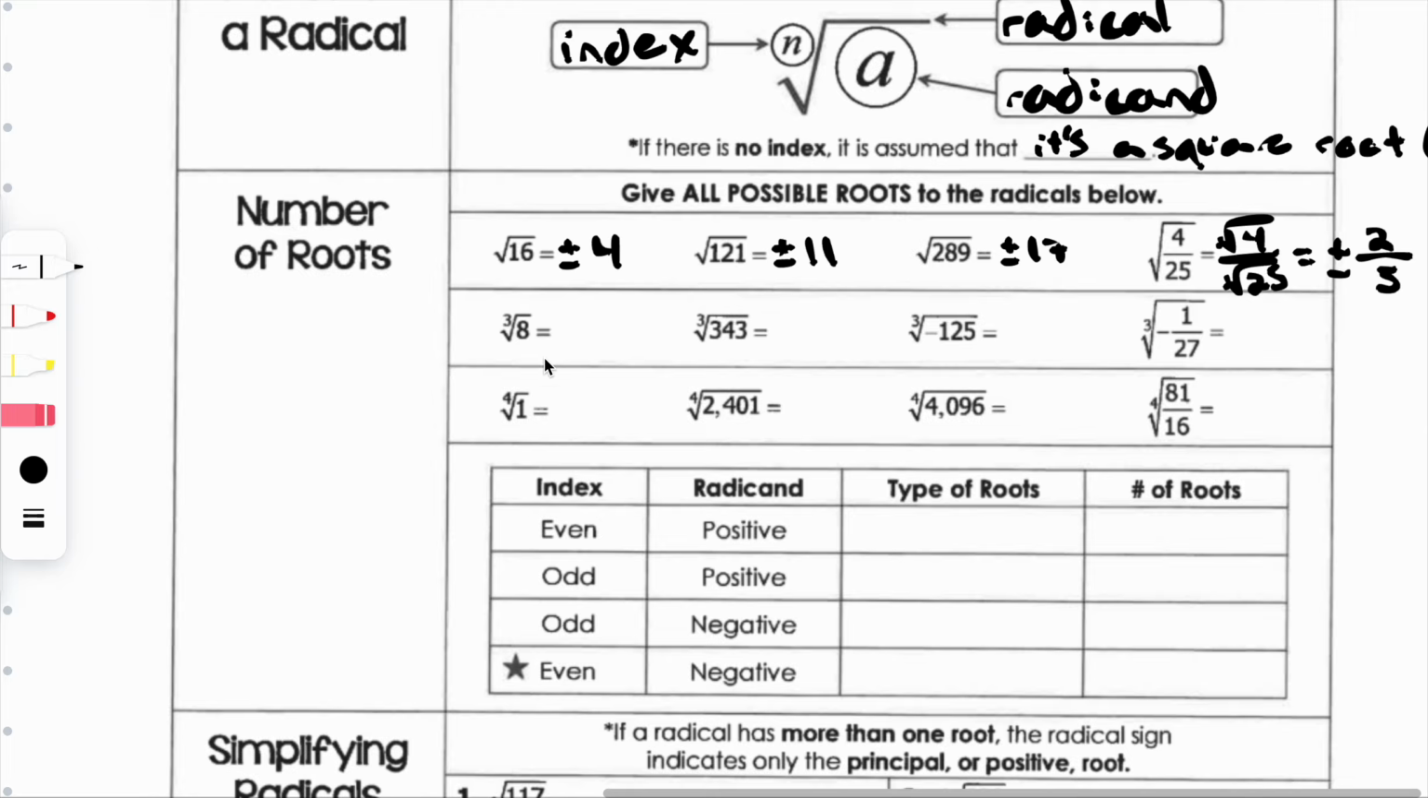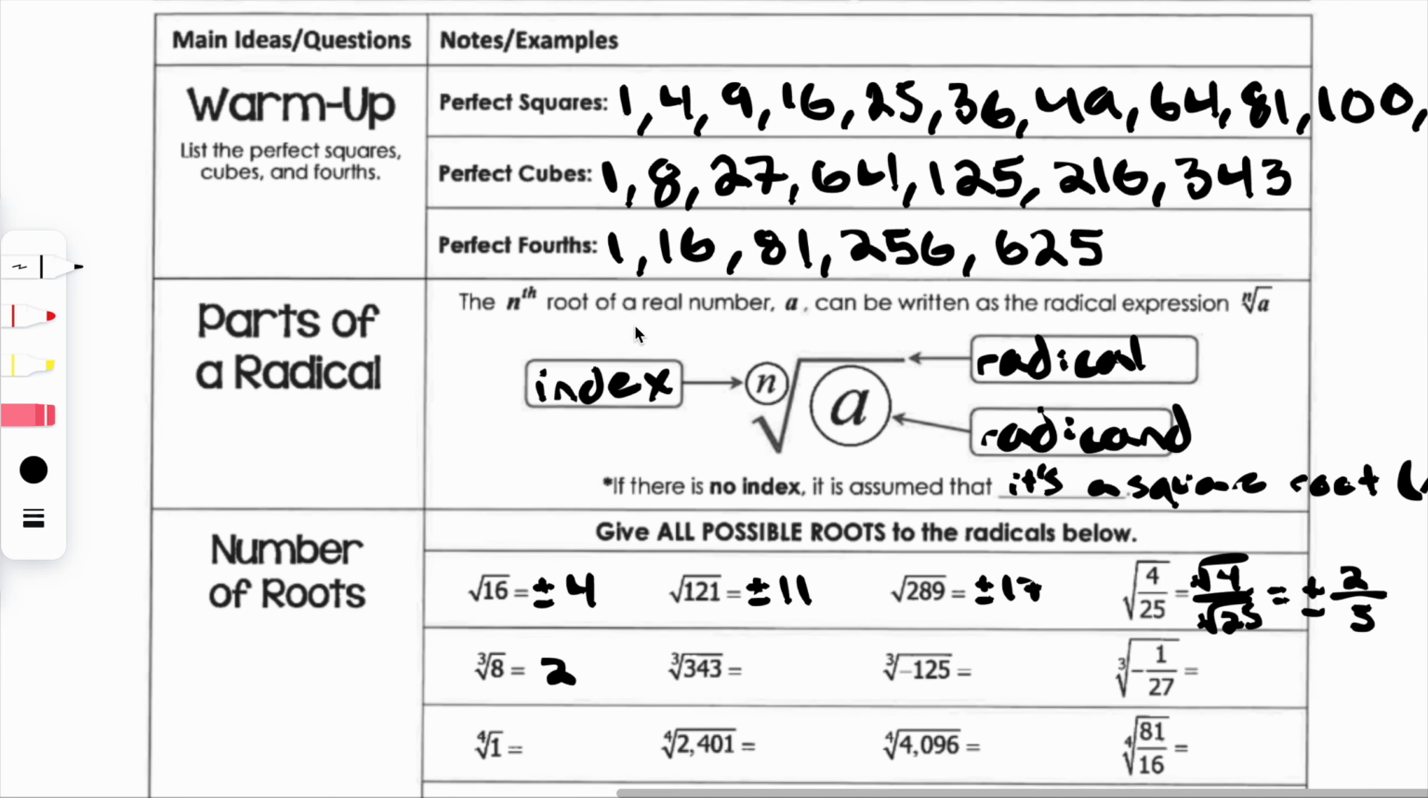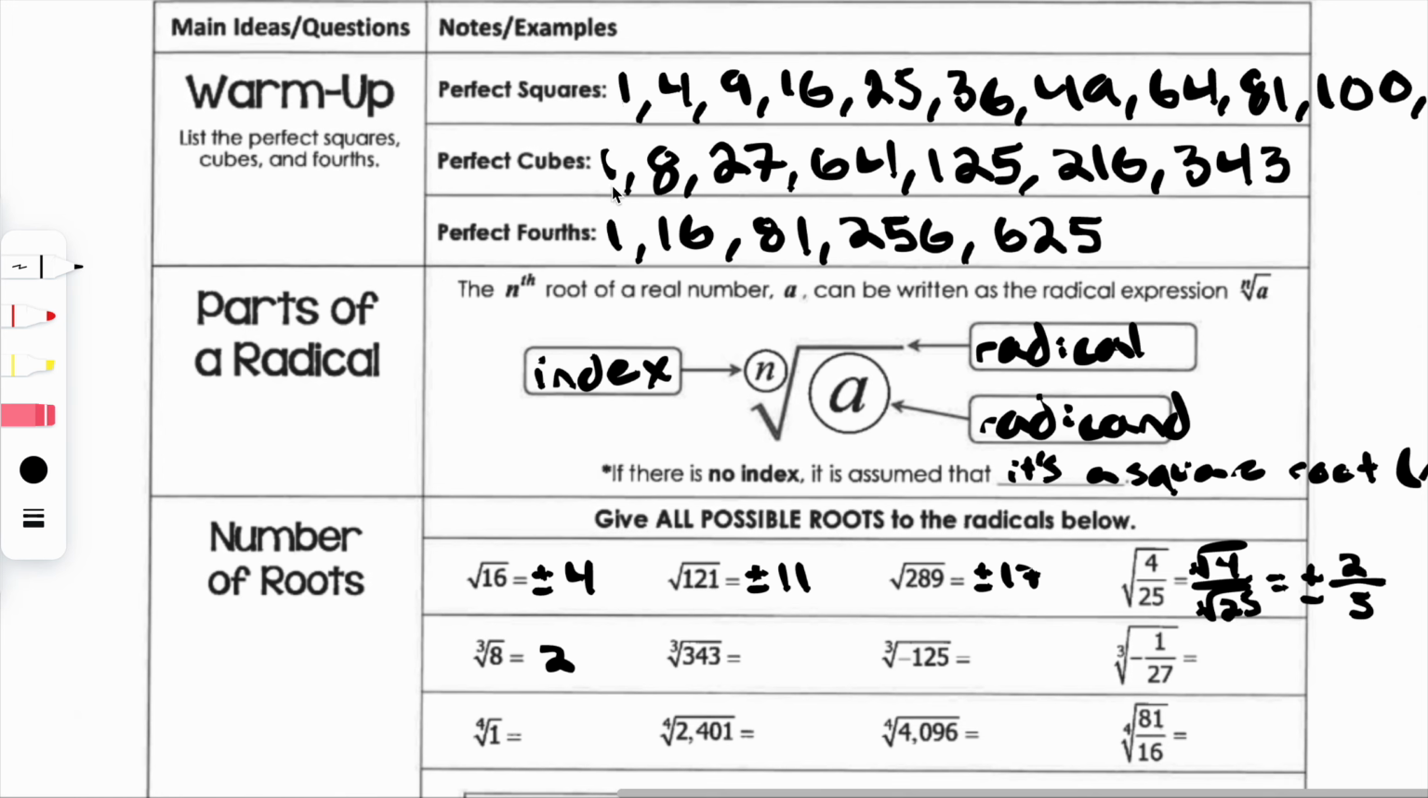So the cube root of 8 means we're looking for a number that when multiplied by itself 3 times gives us 8. So that means x times x times x gives us 8. That's going to be 2. This is just remembering what we did up here, right? 2 cubed is 8. Okay. 343, the cube root of that is going to be 7.